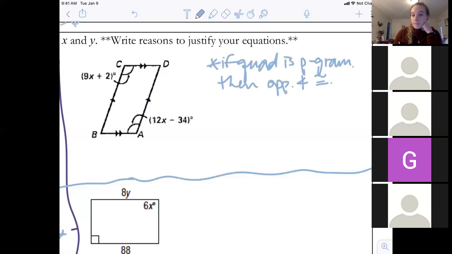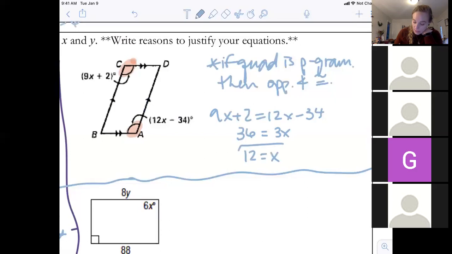Is it 9x plus 2 equals 12x minus 34? Awesome, Isaac. Griffin told me they were congruent. Isaac set them equal to each other. They're opposite. This is equal to that. And now we just solve. Minus 9 from both sides, I get 3x. Add 34 to both sides, I get 36. Moved everything to their appropriate sides. Now I just have to divide by 3, and I get 12 equals x.